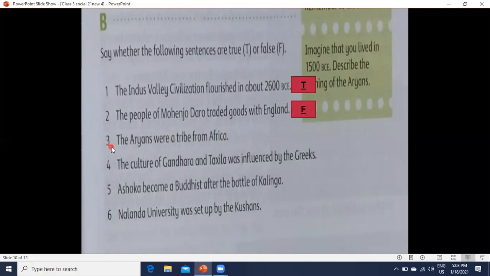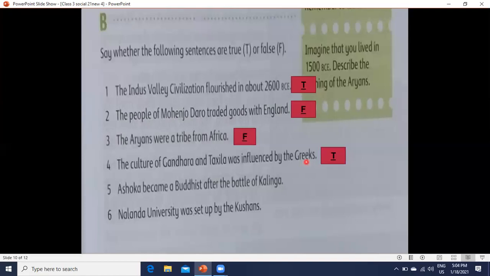Number three. The Aryans were a tribe from Africa. Here is Africa. They were from Asia. So that's also a false statement. This is false. Next, number four is the culture of Gandhara and Taxila was influenced by the Greeks. If you remember that line in the lesson, you can give me the answer easily. That is true. The culture of Gandhara and Taxila was influenced by the Greeks.